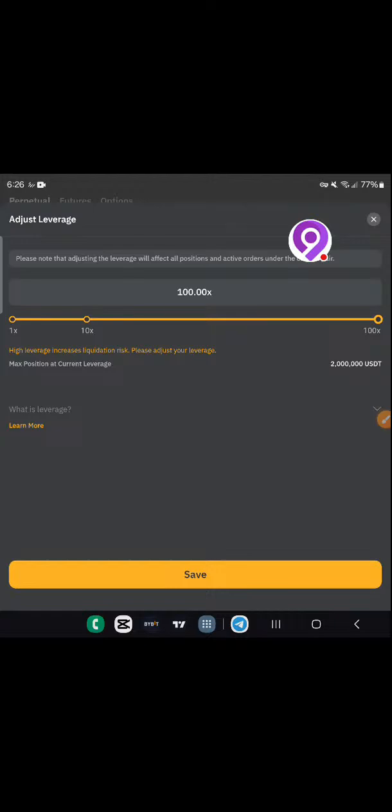Don't forget, as you can make huge profits on leverage, you can also make huge losses on leverage. It's vice versa. It all depends on which side favors you, either the long position or the short position. Okay, so that's it.